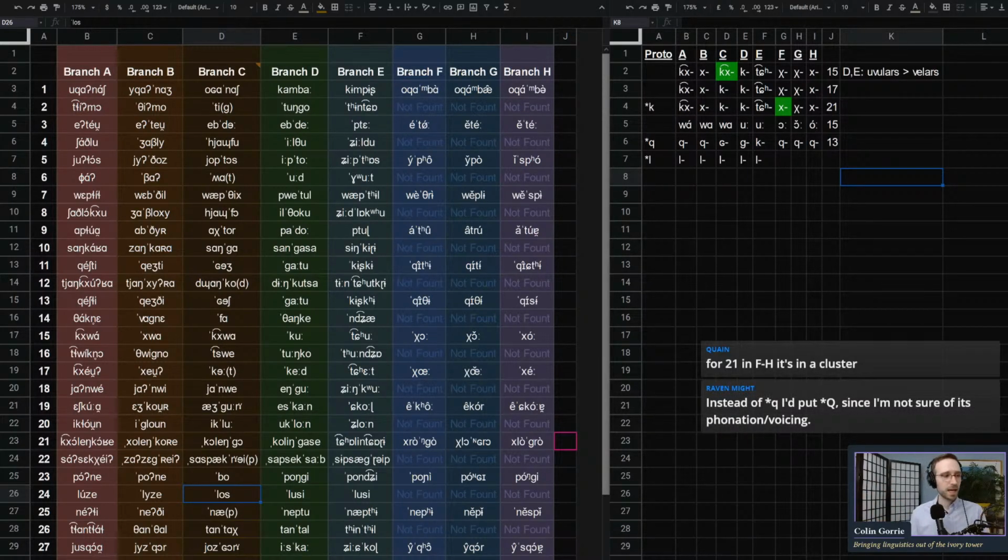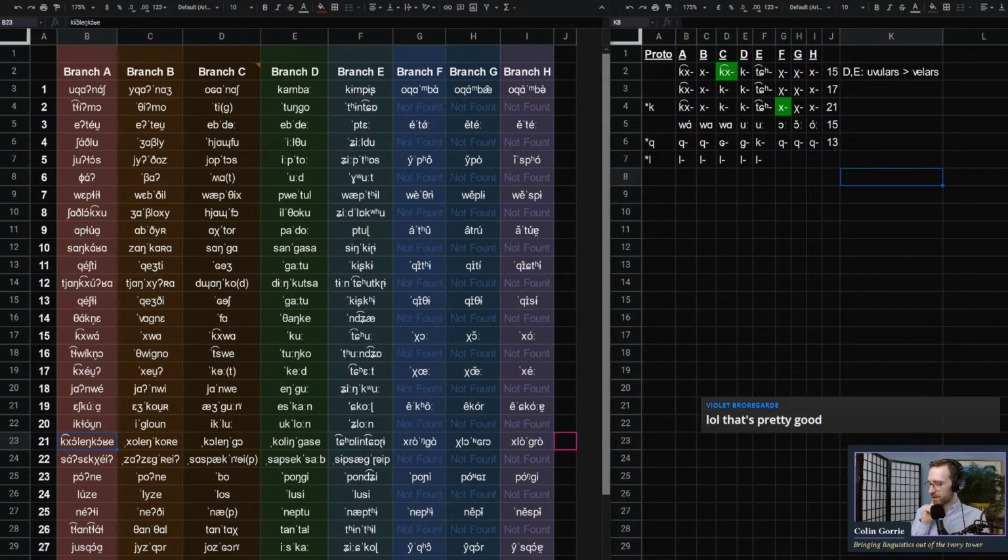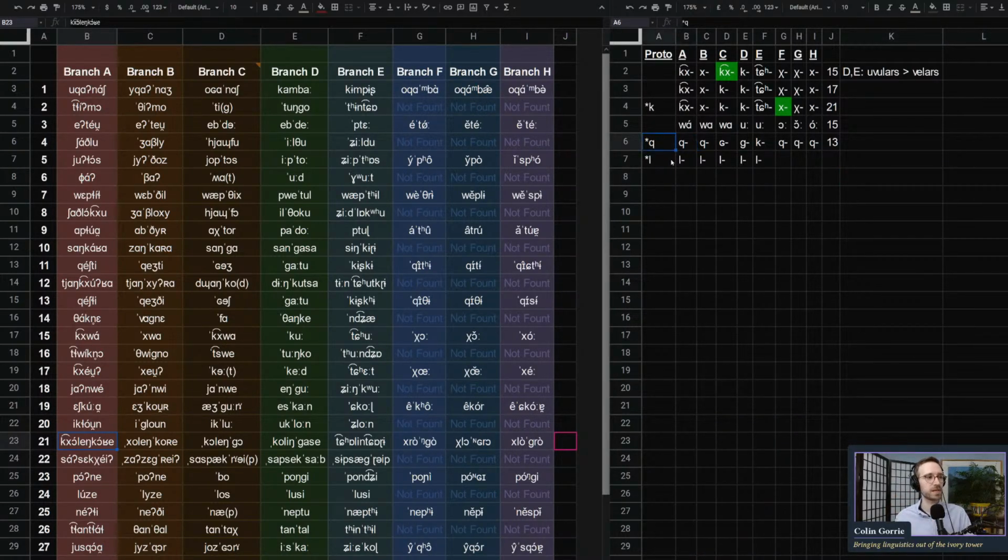So for 21, okay, we got a lot of things to deal with here. So the Raven's pointing out that we might not want to be so certain about the voicing of the proto uvular here, because we do see voiced reflexes in C and D. Yeah. Let's explore this.